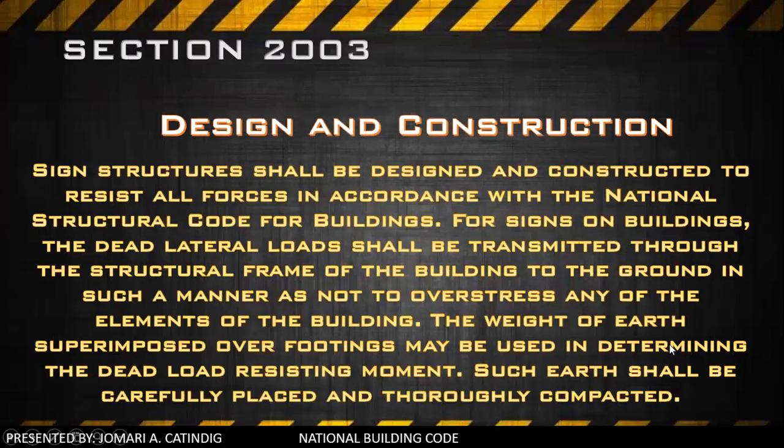Then next is Section 2003, design and construction. Sign structures shall be designed and constructed to resist all forces in accordance with the National Structural Code for buildings. For signs on buildings, the dead and lateral loads shall be transmitted through the structural frame of the building to the ground in such a manner as not to overstress any of the elements of the building. The weight of the earth superimposed over footings may be used in determining the dead load resisting moment. Such earth shall be carefully placed and thoroughly compacted.